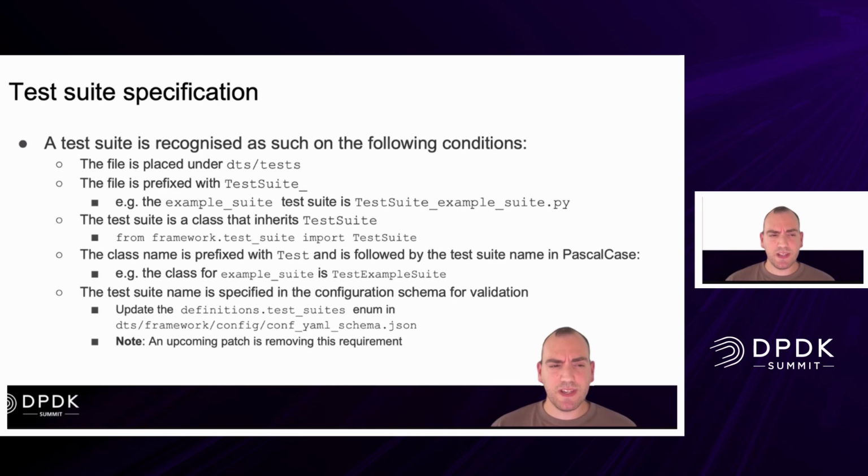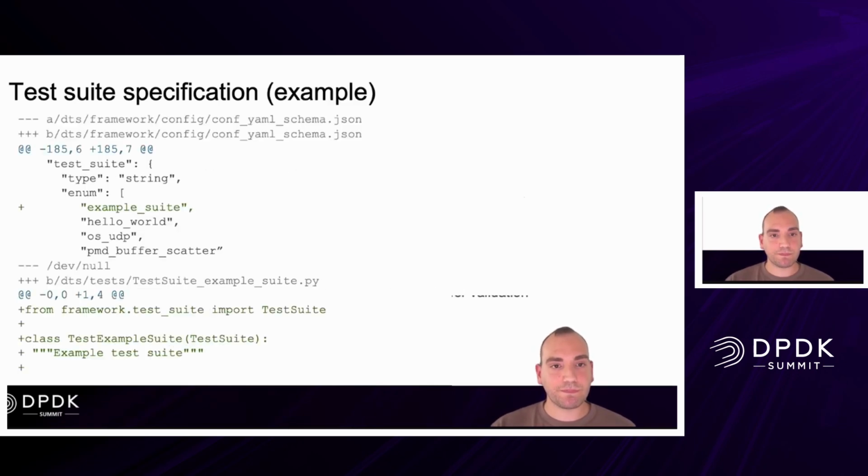Also, this is the last thing, but it will soon no longer be required, which is specifying your new test suite in the conf schema file, which is at the moment used for validating that your configuration file is correct. But we are actually removing this, so it shouldn't be a problem anymore. This is pretty much a diff to show you how to create your file. Just add the example suite in the schema file, and then create your file, which is just a simple class. There's nothing else to add to this.